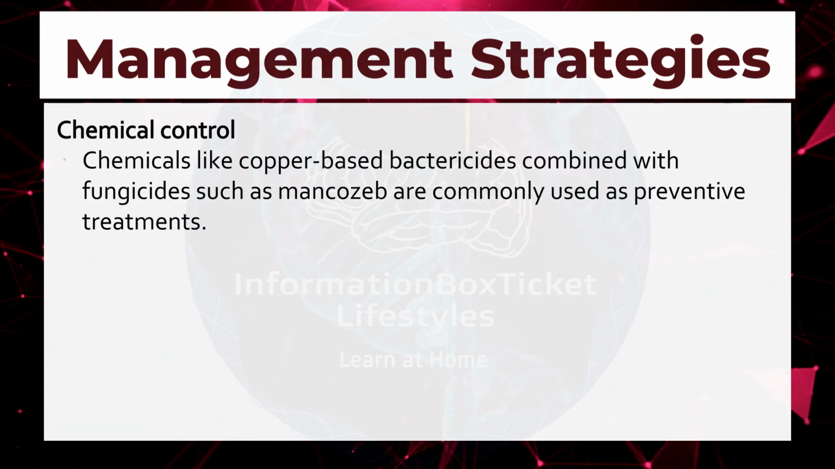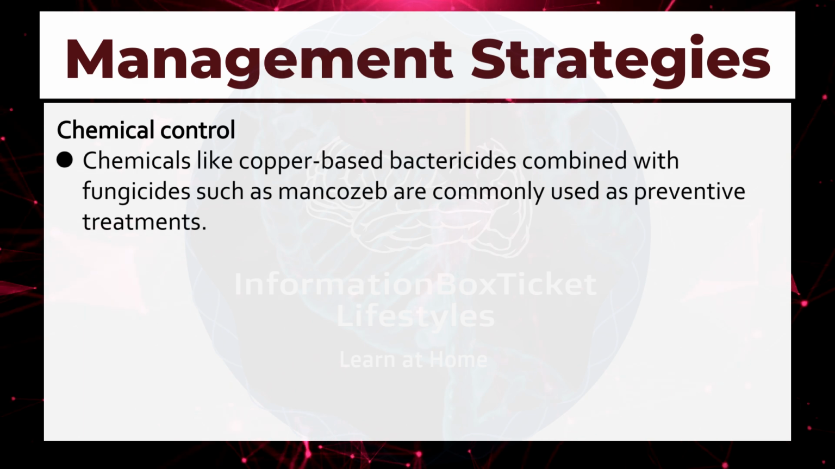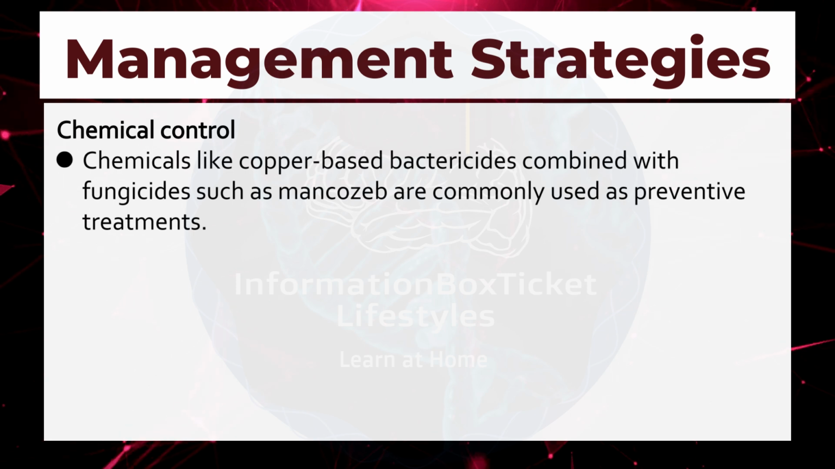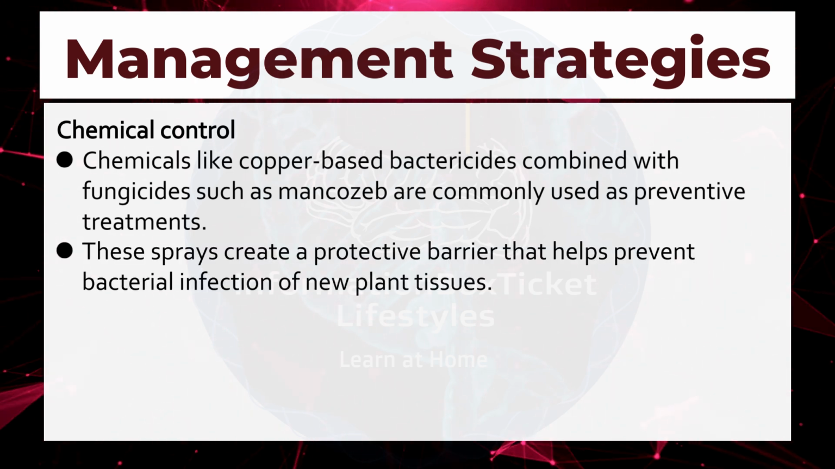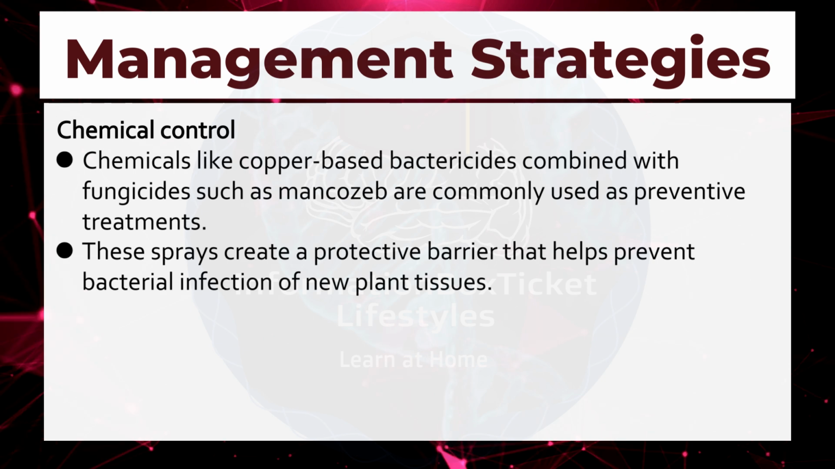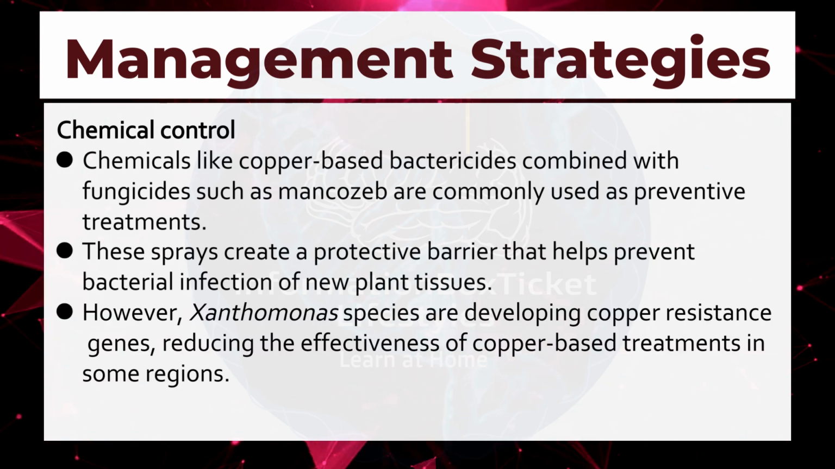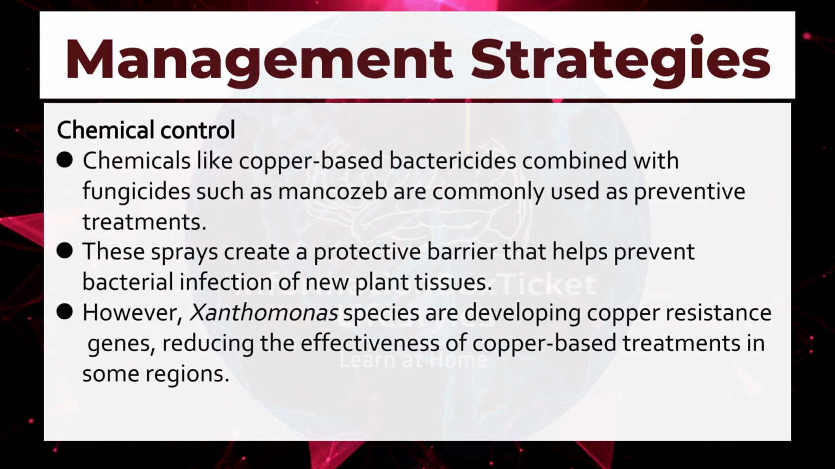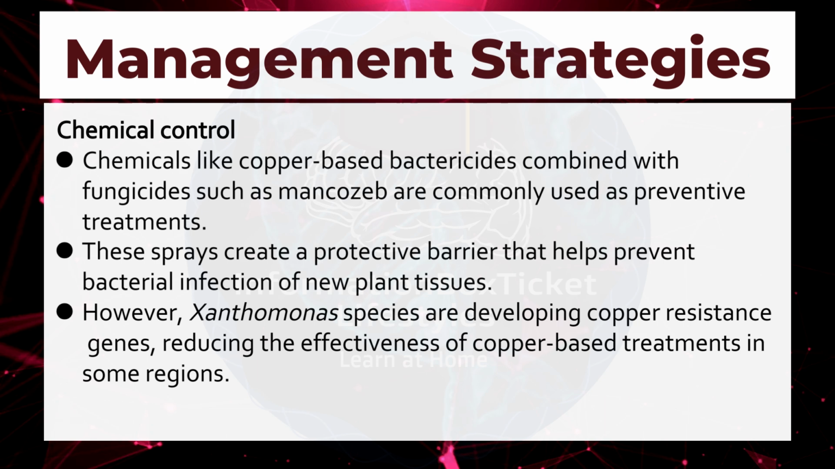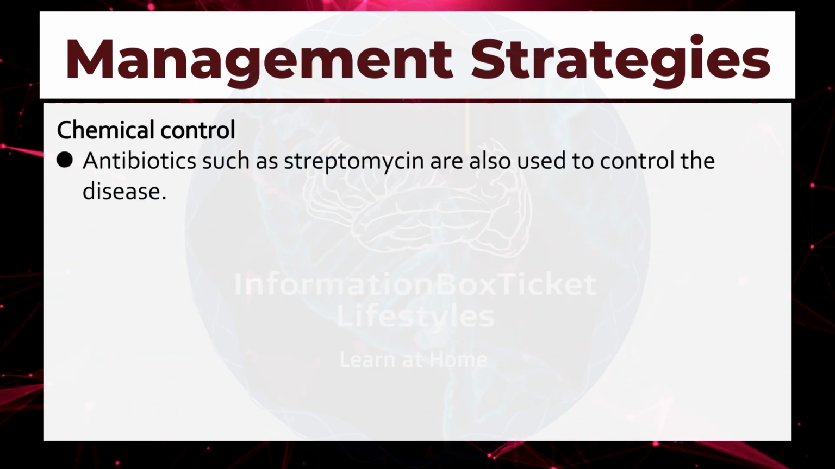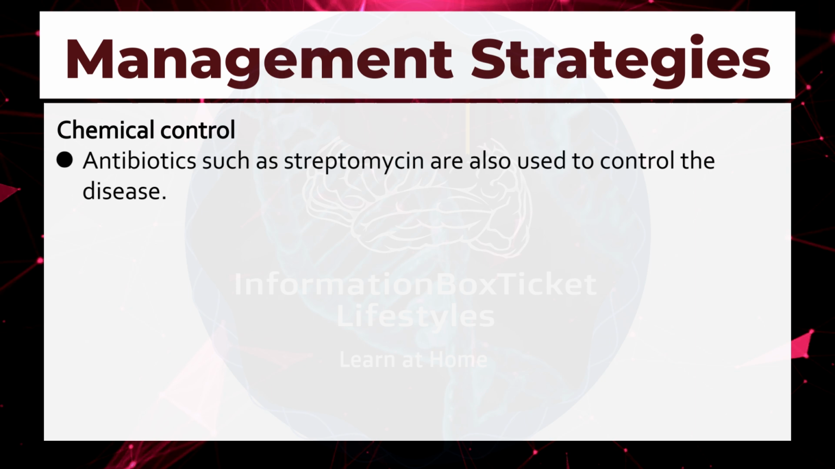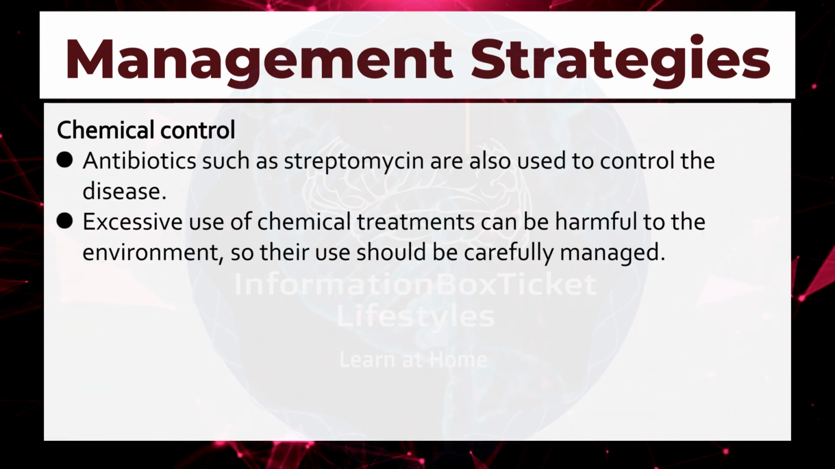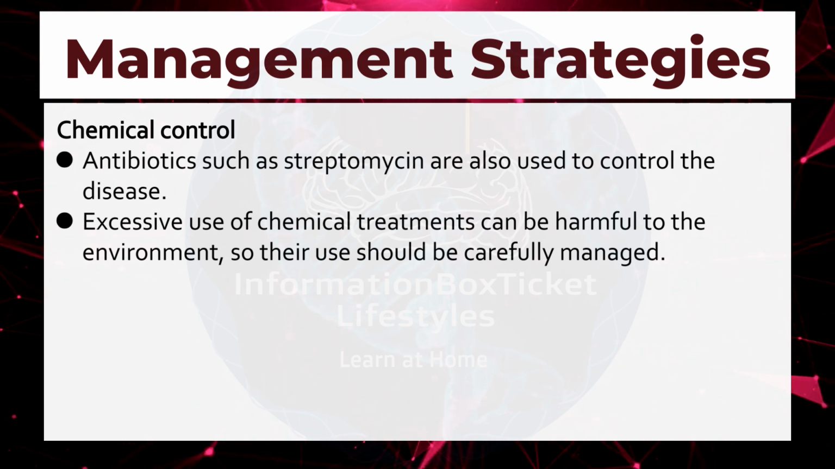Chemical control. Chemicals like copper-based bactericides combined with fungicides such as mancozeb are commonly used as preventive treatments. These sprays create a protective barrier that helps prevent bacterial infection of new plant tissues. However, Xanthomonas species are developing copper resistance genes, reducing the effectiveness of copper-based treatments in some regions. Antibiotics, such as streptomycin, are also used to control the disease. Excessive use of chemical treatments can be harmful to the environment, so their use should be carefully managed.